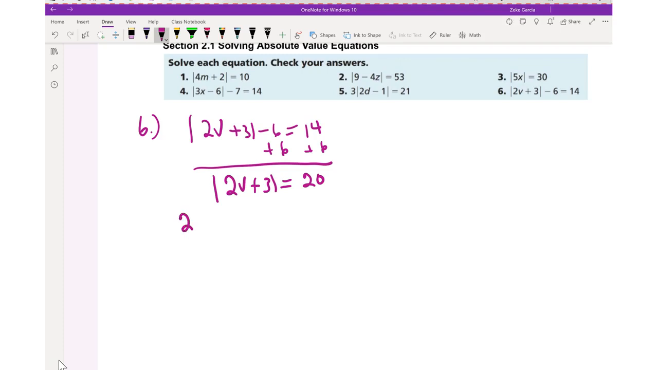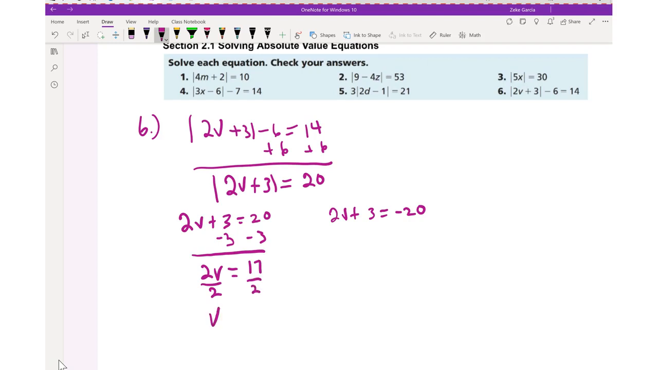Now you can go ahead and set it up. You have 2v plus 3 equals 20, and you have 2v plus 3 equals negative 20. You subtract 3 from both sides, and you notice that you're going to get a fraction. 20 minus 3 is 17, divided by 2. So we know that 16 divided by 2 is 8. So this will be 8.5.